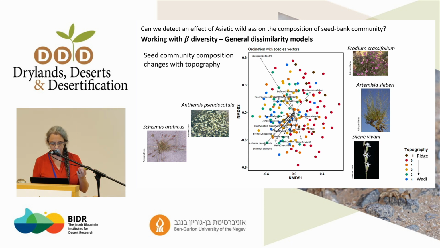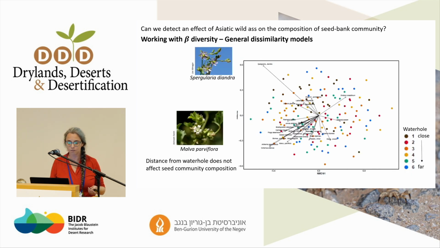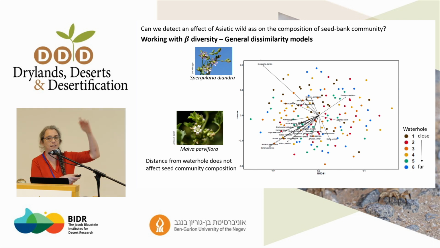This is, as I said, in comparison to if I take the same analysis and put the visualization in relation to distance from the water hole. So this is exactly the same thing, just now each of the colors represents a distance from the water hole. And here you can see that it's a mess. So there is no direct connection between the two things.